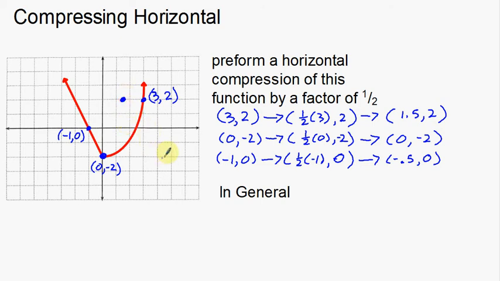Okay, all right, then we also have (0, -2), so it looks like that one stays right there. And then we also have (0.5, 0). So that's my new point right there. Okay, so it looks like my new function is going to look a little bit like this. Straight line there, and a curve there. All right, so that's what it looks like. And we can tell that this has been compressed. We are squeezing in this function. Okay, so that's one way that you can compress horizontally.